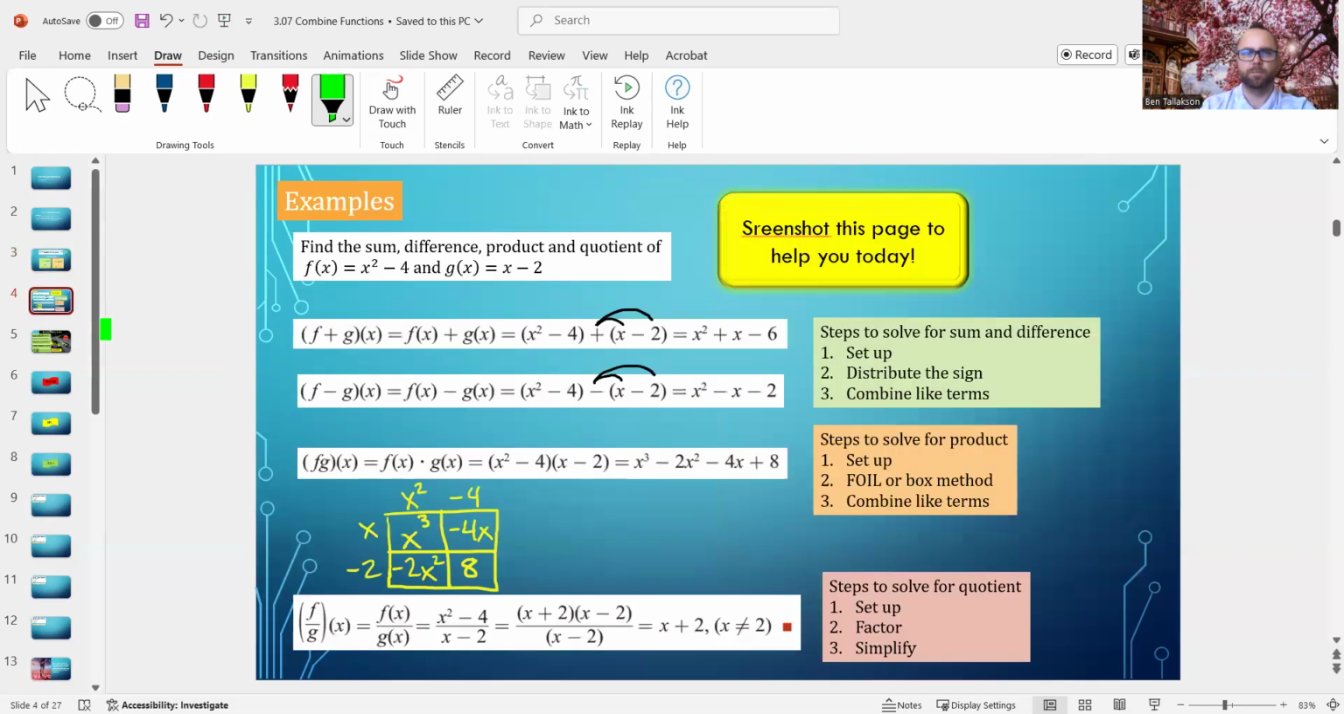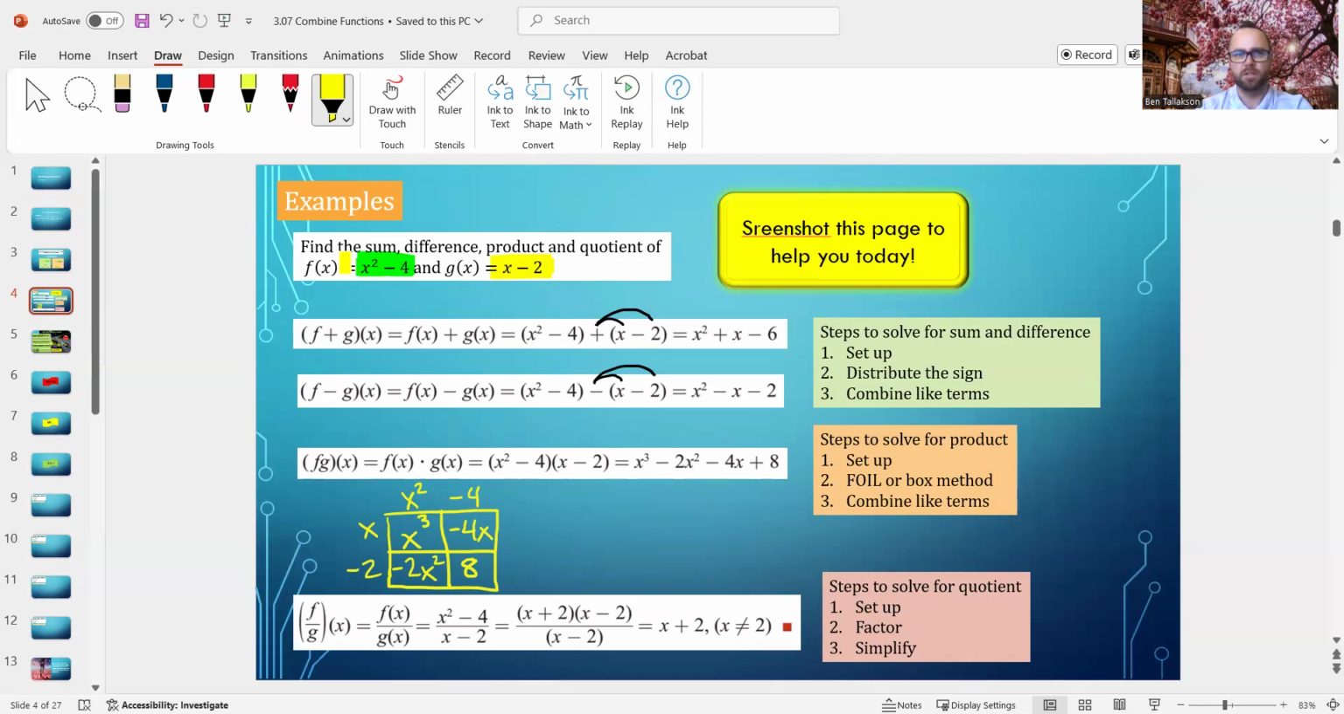Let's practice. Here we're asked to find the sum, difference, product, and quotient of f of x and g of x, exactly what our goals want us to do. Okay, f of x is the function x squared minus 4, and g of x is x minus 2. And over here, what are we being asked to do? f plus g of x. So we're being asked to add f and g. We can rewrite it like this, and then substitute in the actual functions themselves.